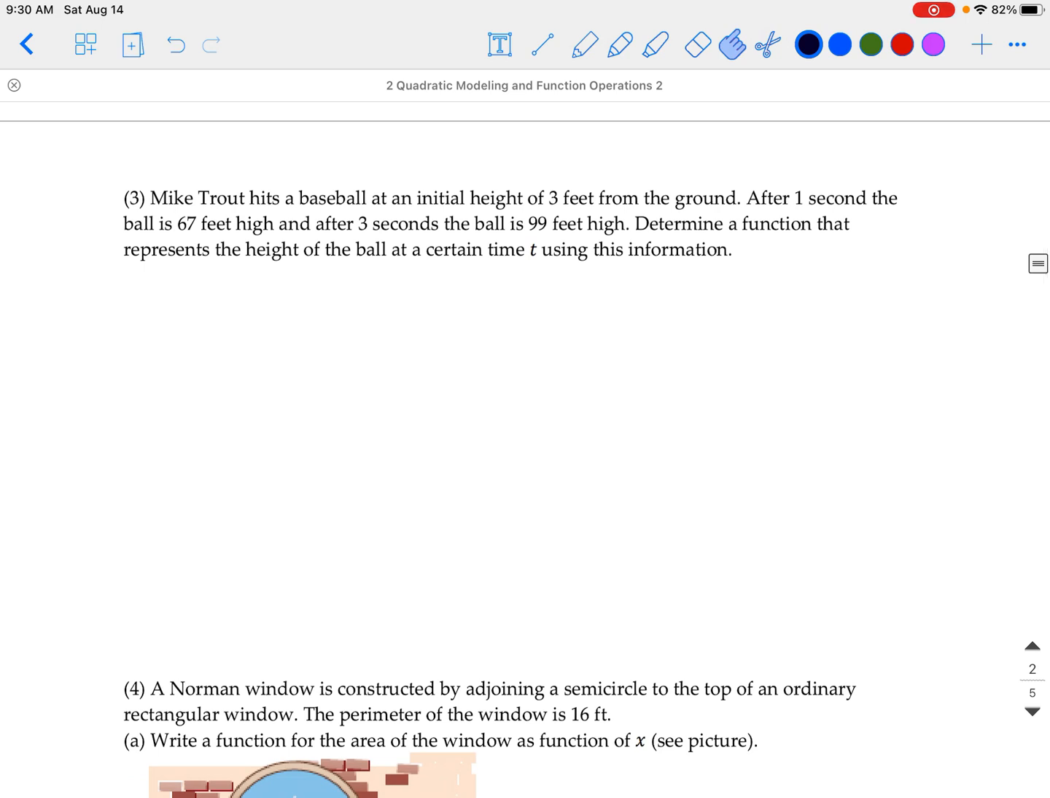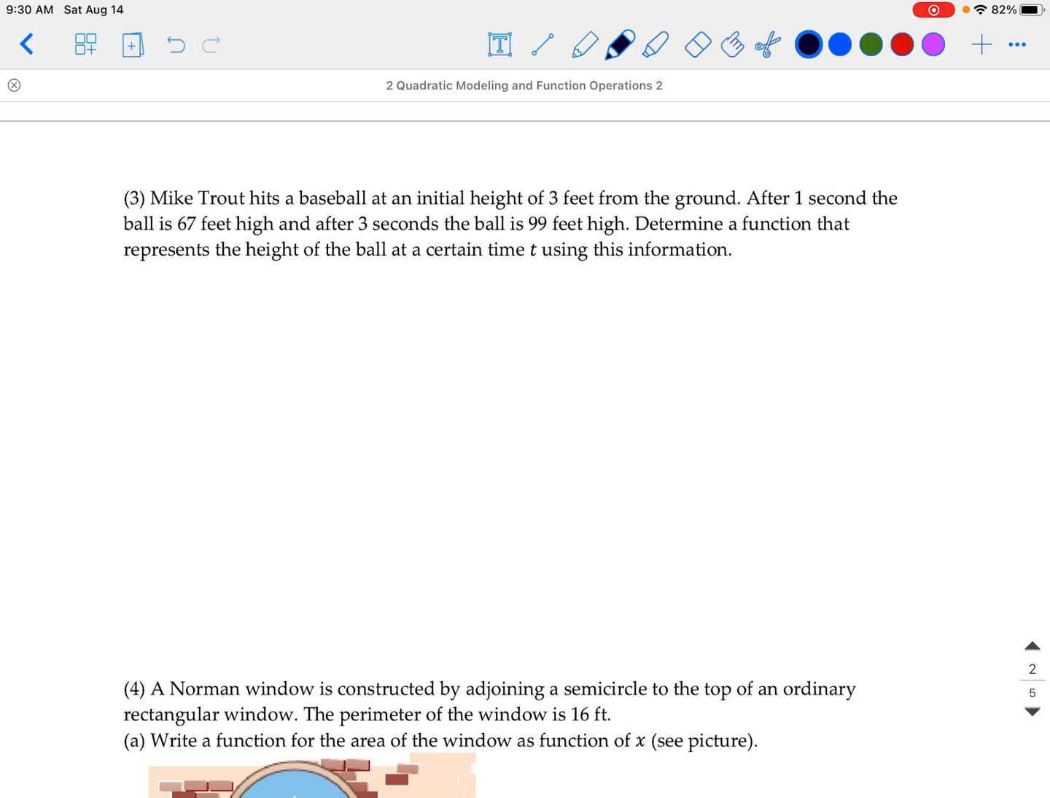So for number 3, I've put Mike Trout here, but feel free to put Shohei Ohtani if you want to, if you're a baseball fan, since he plays for the Angels as well, and he's a little bit more relevant these days maybe because he pitches and bats, does both, plays both sides. But we've got Mike Trout in my example.